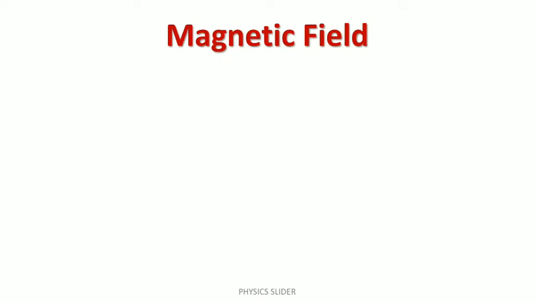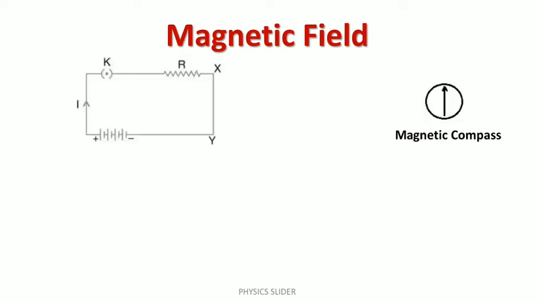What is magnetic field? Let's discuss. We have this circuit again, and this time the switch is on, but I don't see any deflection in the magnetic needle of the compass. Why is this happening? Why is there no deflection as the switch is on? Because there is a large gap, a large separation between them. That's why there is no deflection.